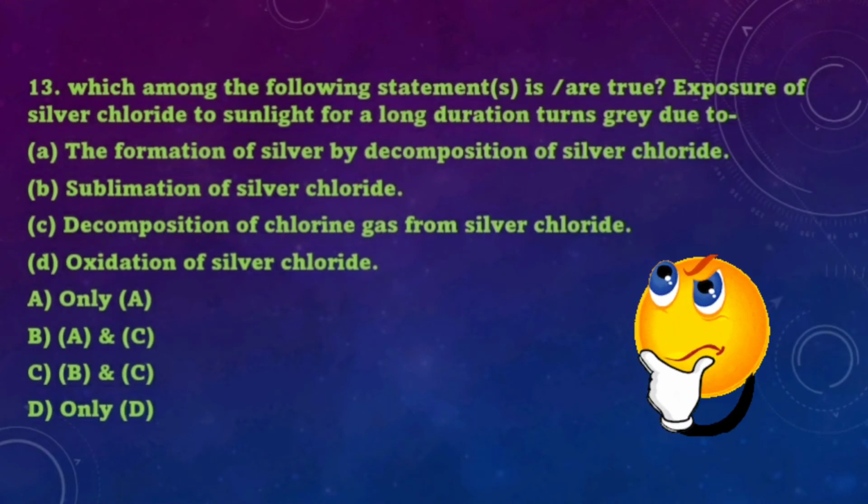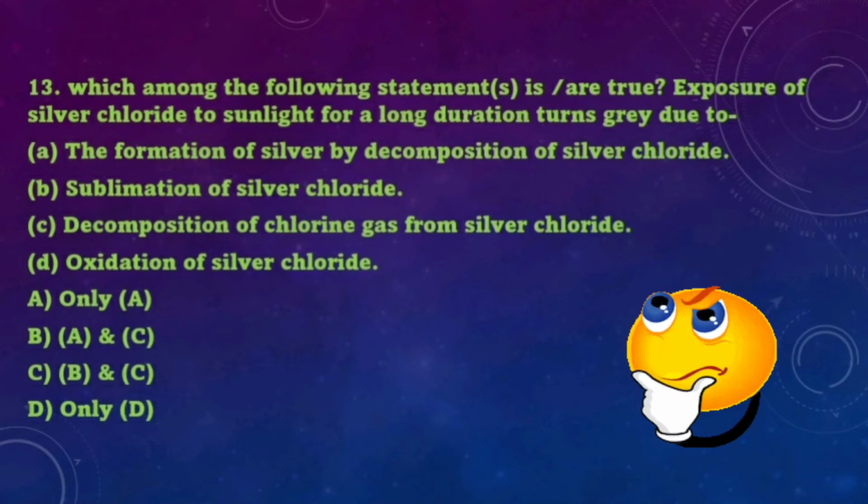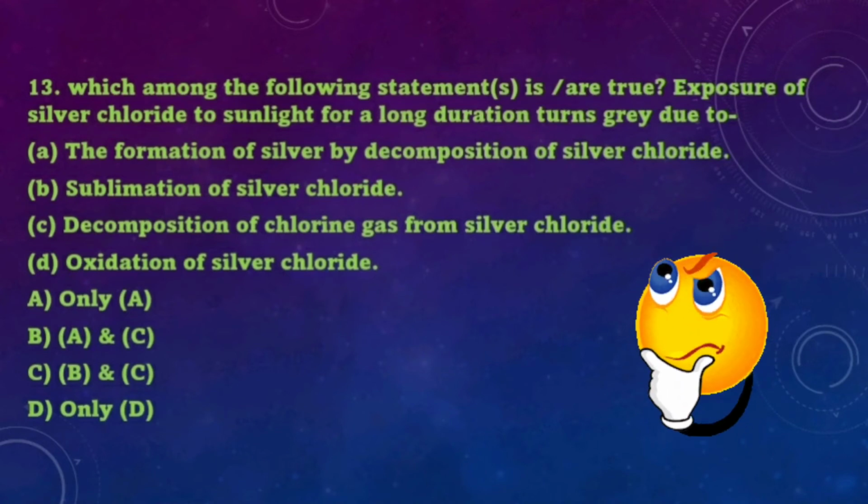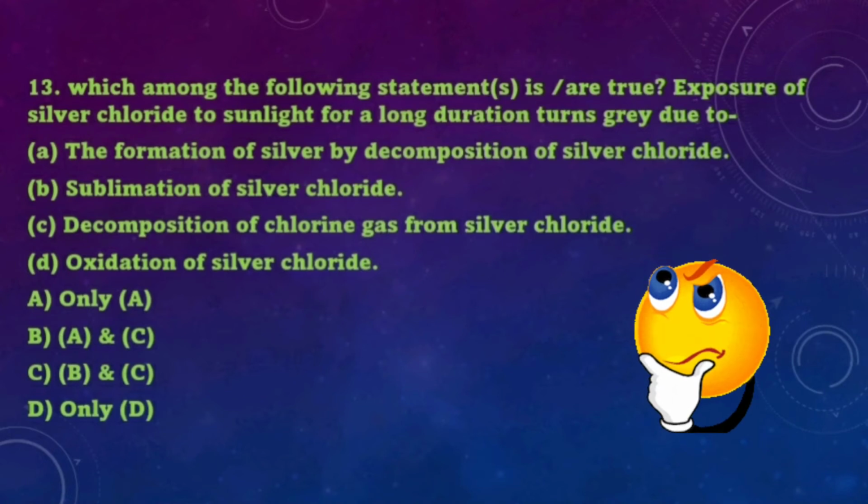Question number 13. Which among the following statements is or are true? Exposure of silver chloride to sunlight for a long duration turns it grey due to A, the formation of silver by decomposition of silver chloride, B, sublimation of silver chloride, C, decomposition of chlorine gas from silver chloride, and D, oxidation of silver chloride. We have to find which statement is true here.